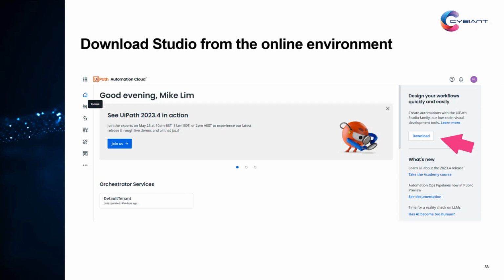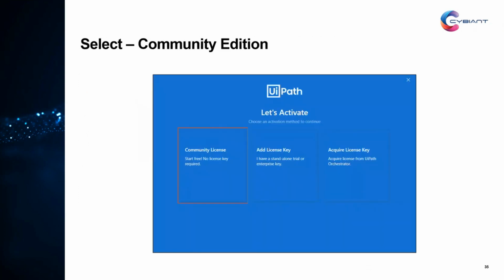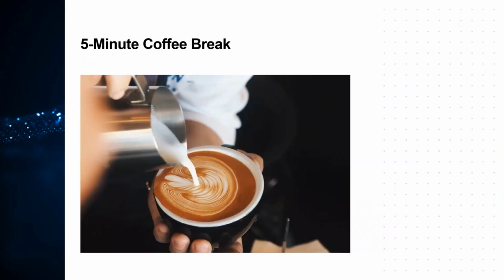All right. So can you right now go into this UiPath website, cloud.uipath.com/portal_register, to proceed with the registration with your email address, and then go to download, because the file is almost 1 gig. And we will talk about this one.